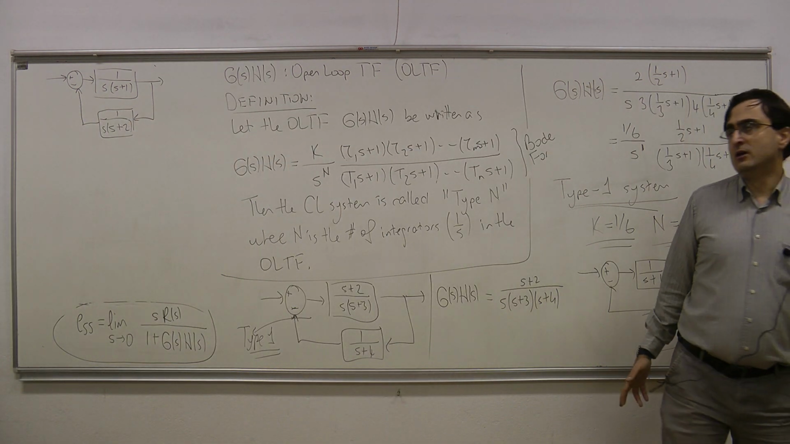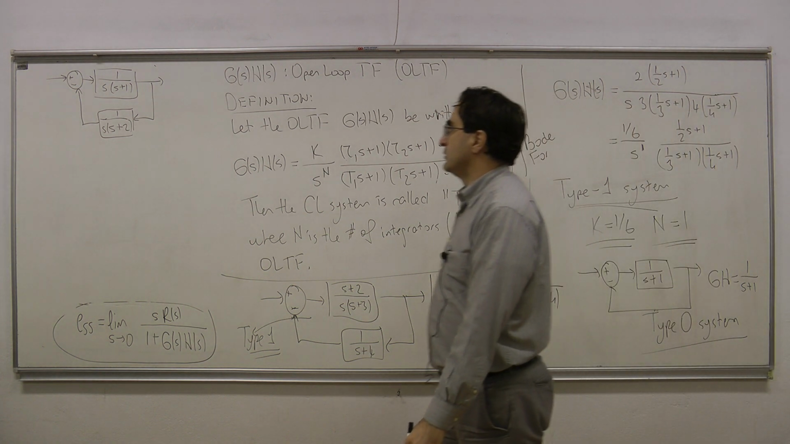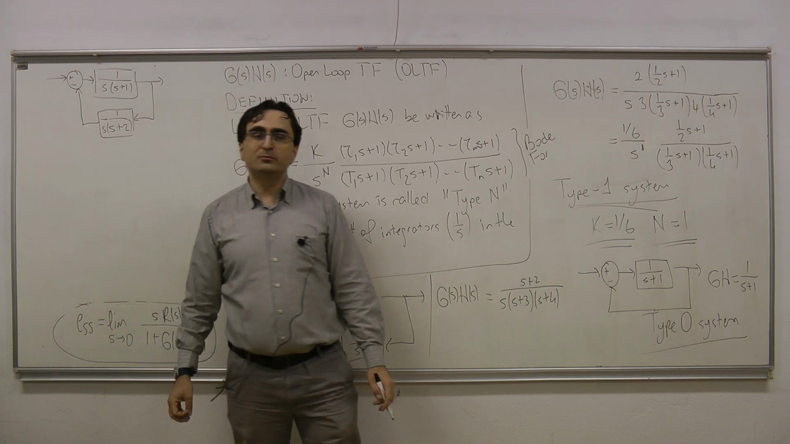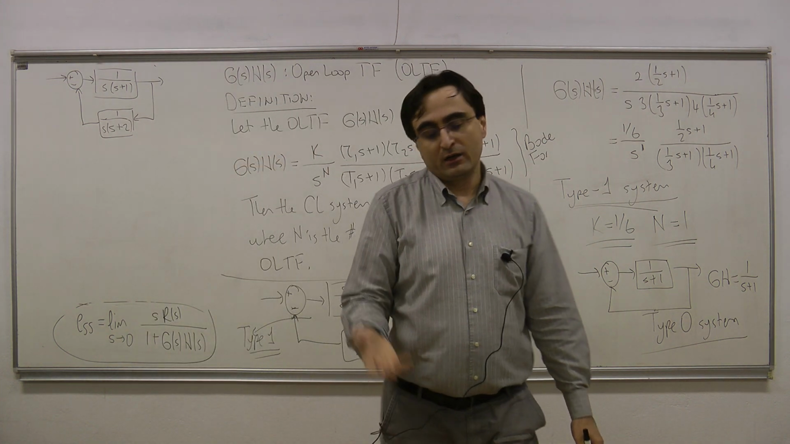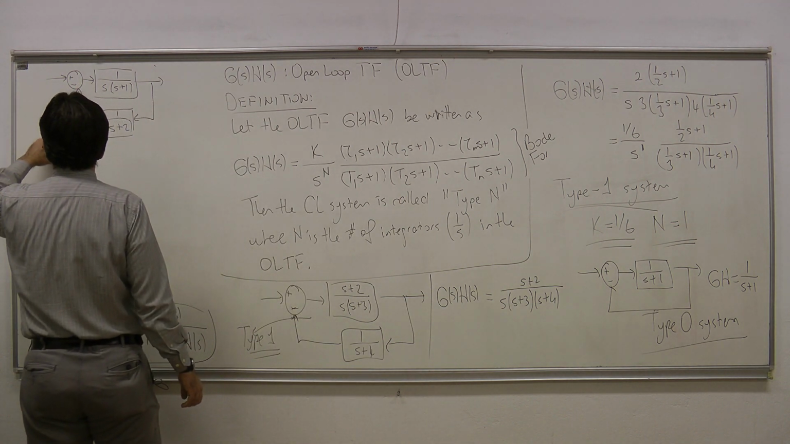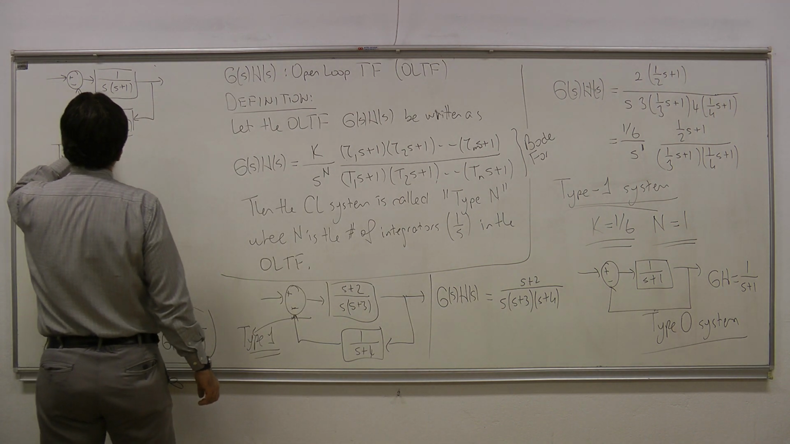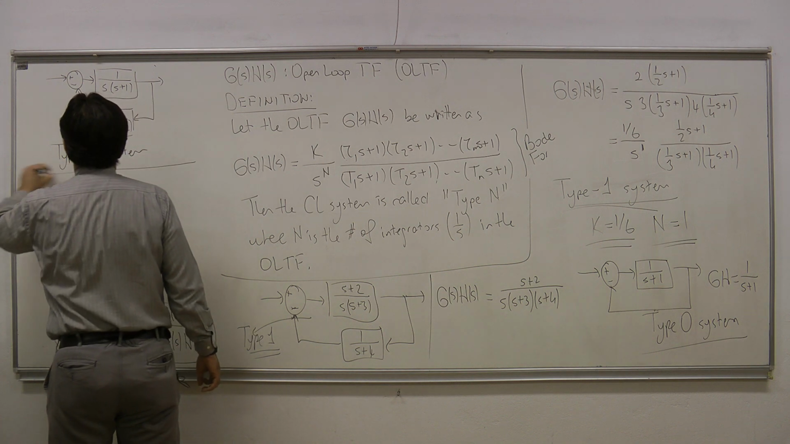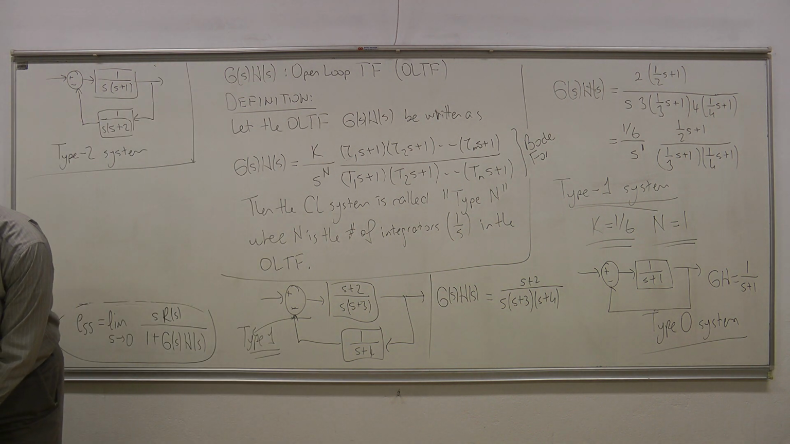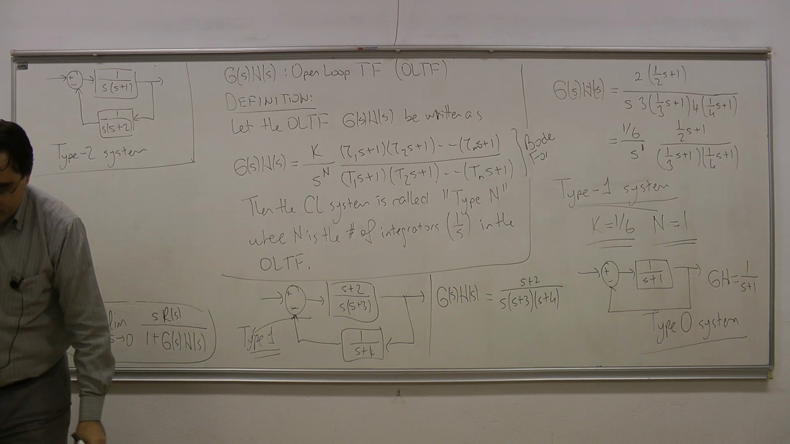Just count the open loop transfer function 1 over s's. Multiply this term with this term and count how many 1 over s's you have there. And it's going to be 2 in this case. That means that this overall system is a type 2 system. Okay? So we have a very, very simple concept.